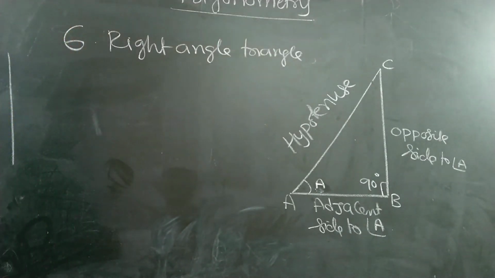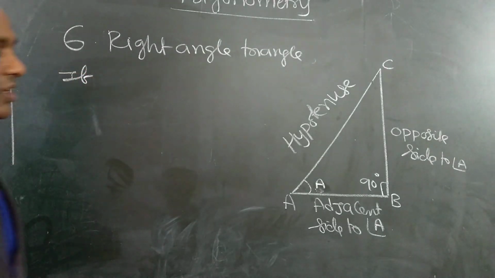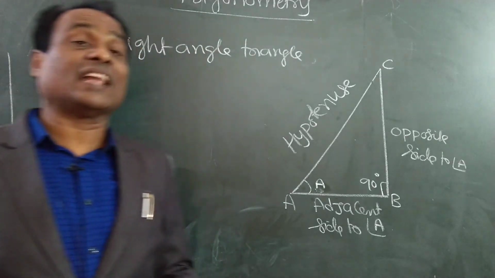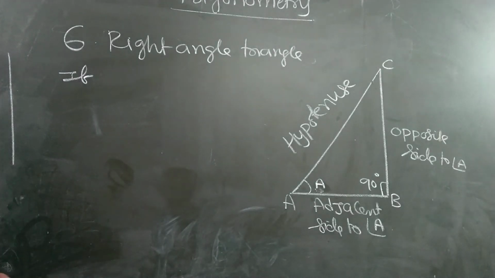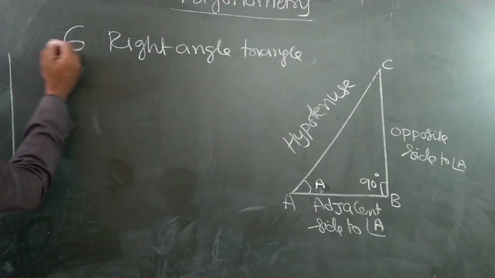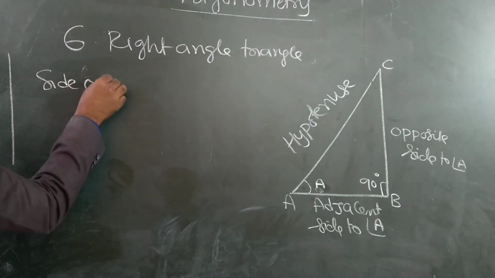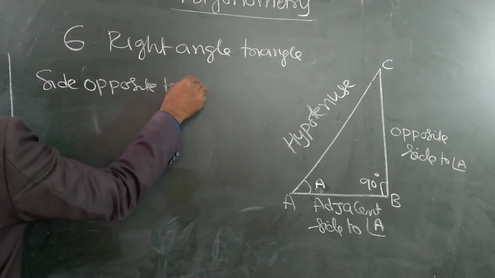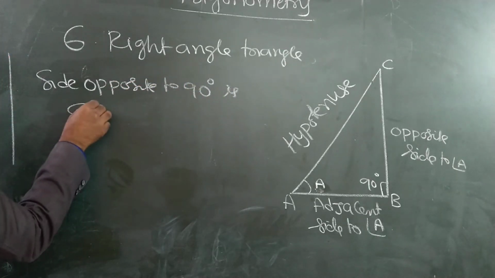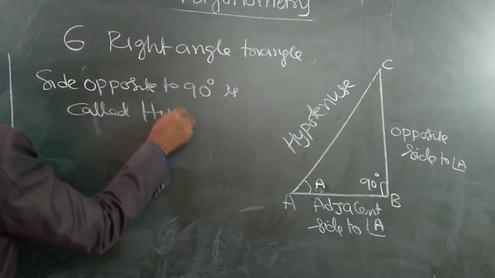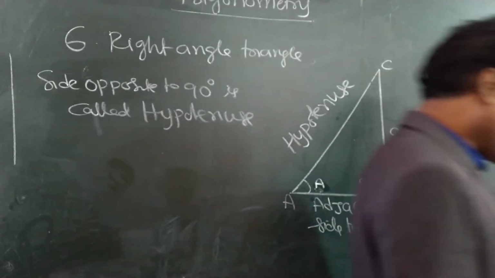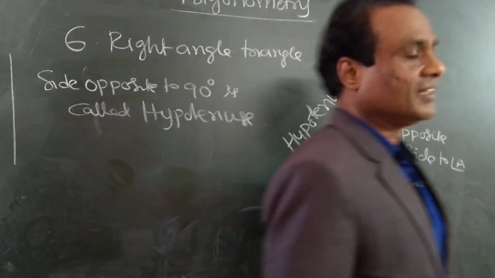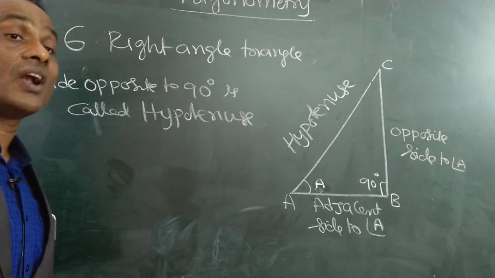So write down. If one angle of a triangle is 90 degrees, then it is called a right angle triangle. The side opposite to 90 degrees is called hypotenuse.